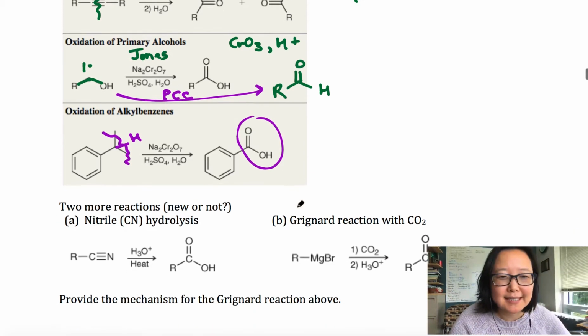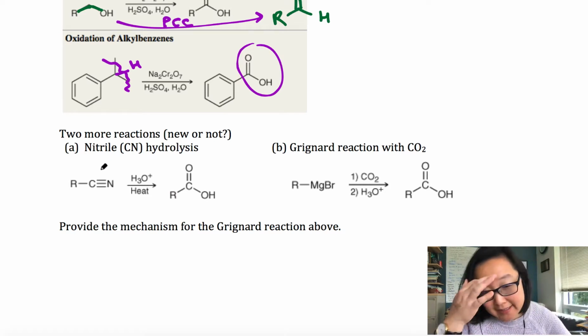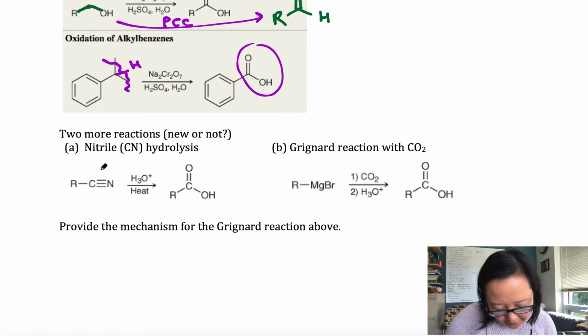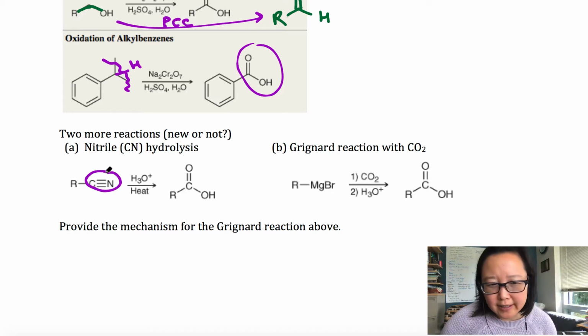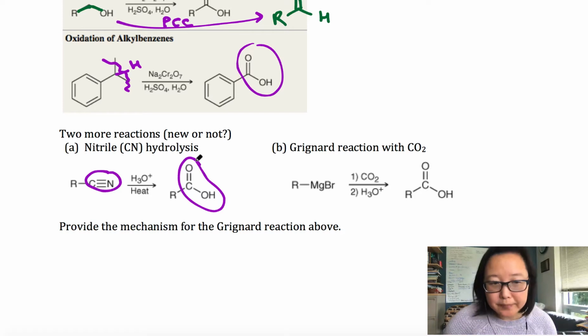Using those reactions, there are also a couple of other reactions you might like to know. When you have a nitrile, I'm pretty sure you didn't cover this, maybe a little bit last quarter, not sure. When you have a nitrile, you can hydrolyze it to a carboxylic acid. So that's good to know, and we'll learn the mechanism for that soon.